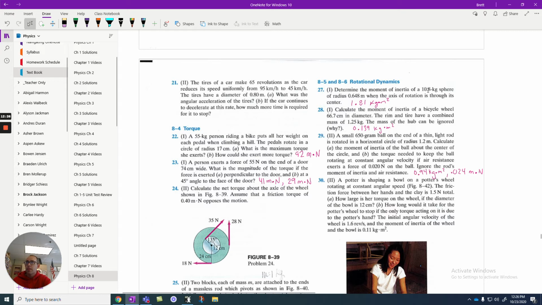Determine the moment of inertia of a 10.8 kilogram sphere with a radius of 0.648. The moment of inertia, I, equals, in the case of a sphere, 2/5 mr squared. Now, if you don't know that, you go to page 208 of the text and you can find the table that has this. So it'd be 2/5, your mass is 10.8, and your radius is 0.648. Don't forget that that gets squared. And whatever that comes out to will be our 1.81. Pretty straightforward to calculate the moment of inertia.